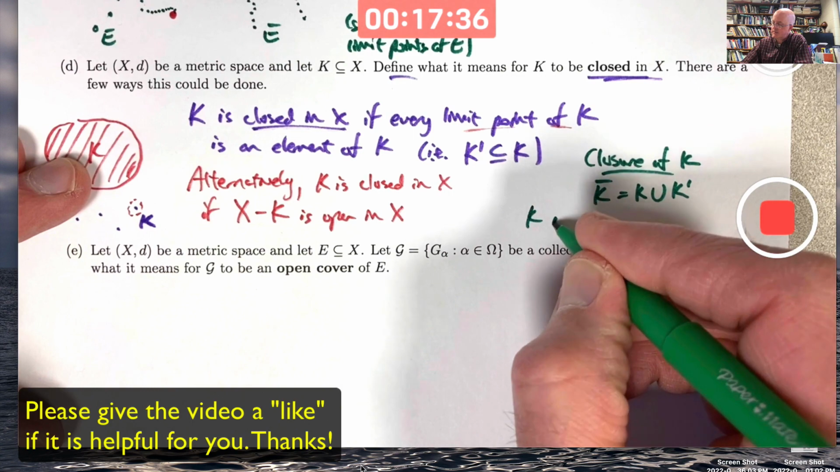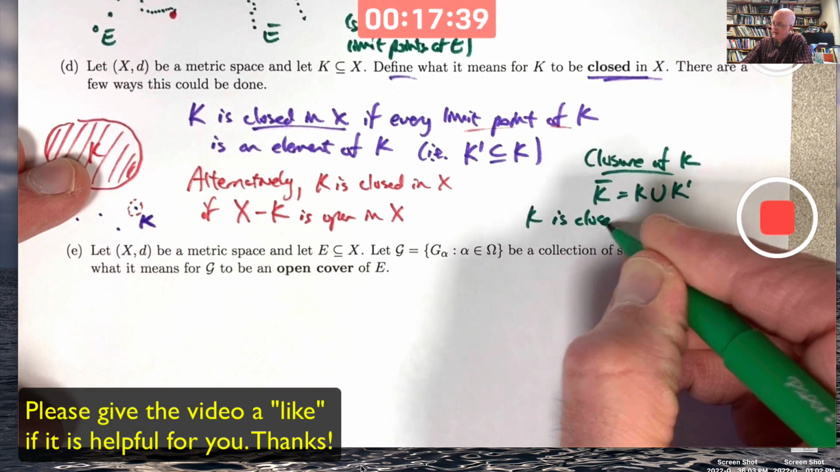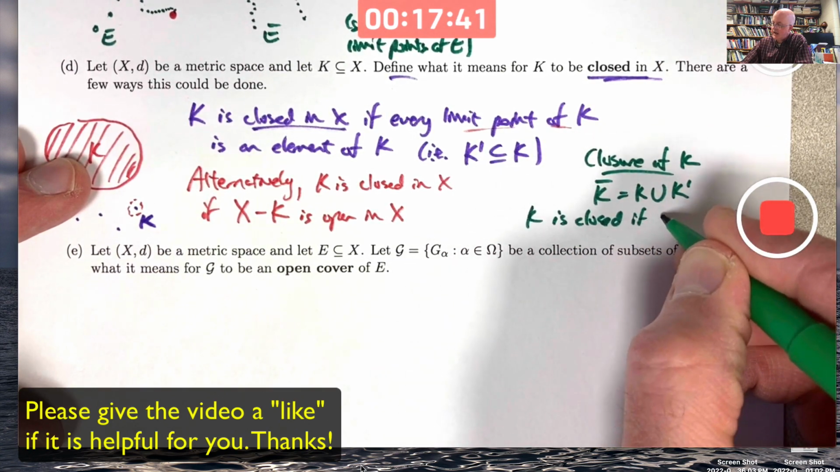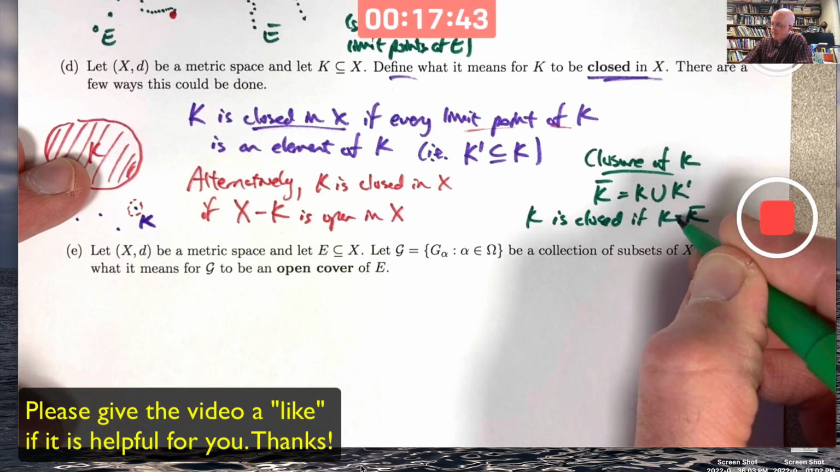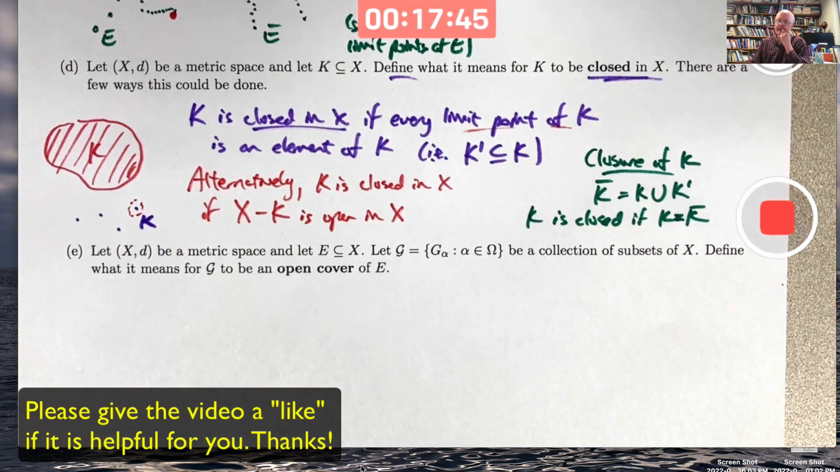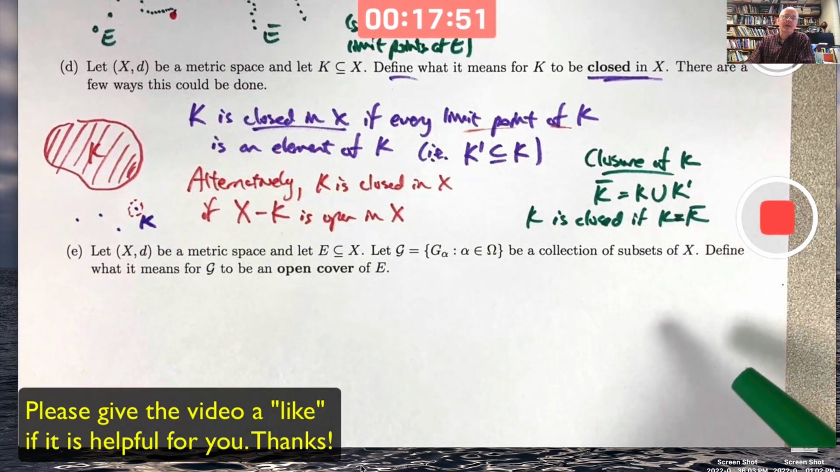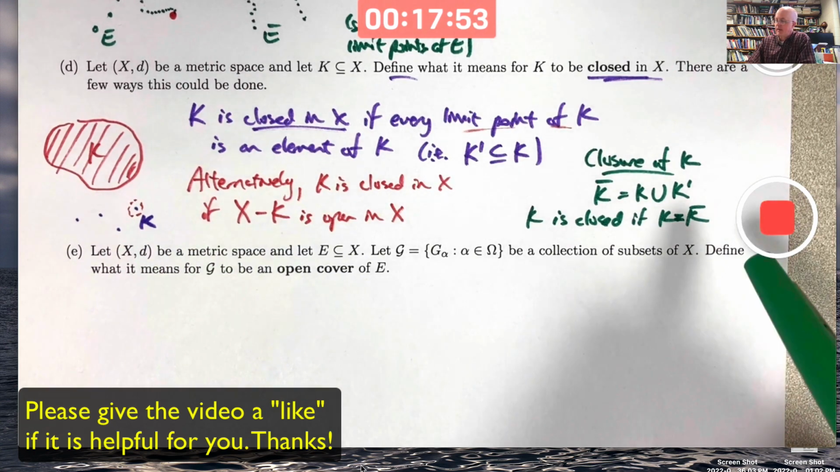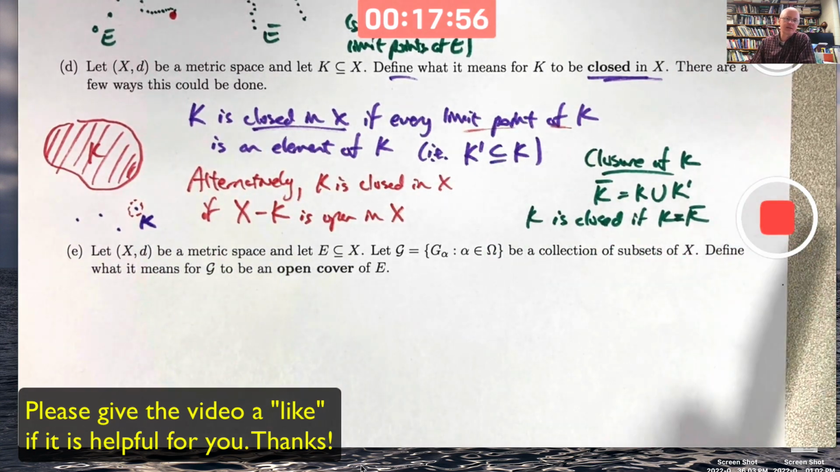K is closed if K equals K bar. Okay? K will always be a subset of K bar. If they're actually equal, that's also equivalent to K being closed. That could be another definition of closed set, though again, you have to really prove all these things are equivalent to each other.